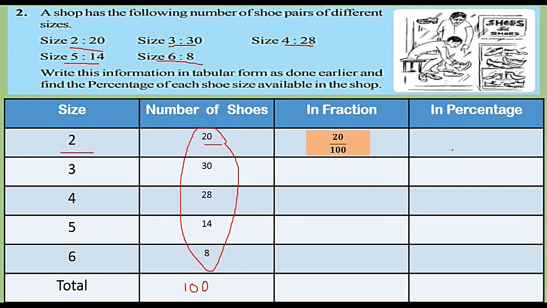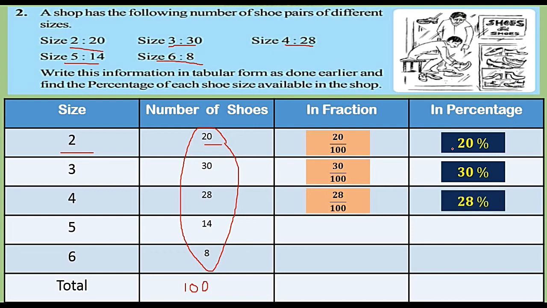So it becomes 20 upon 100. So what it will be in percentage? It is clearly given in out of 100 only. So the percentage will be 20%. Next one, size number 3. It is having 30 pair of shoes out of 100. So 30%. In fraction, it is 30 upon 100. Third, size number 4 is having 28 pair of shoes. And 28 upon 100 in fraction is written like this. And in percentage, 28 and the symbol for percent.